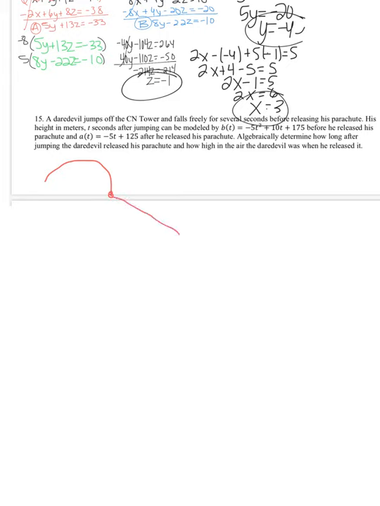Okay? It's just that this keeps on going and this keeps on going, technically, in your calculator if you were to plug the graphs in. So we want to know how long after jumping he released his parachute and how high in the air he was when he released it. So you want to know the intersection point. So you're going to set the equations equal to each other. Negative 5t squared plus 10t plus 175 equals negative 5t plus 125.